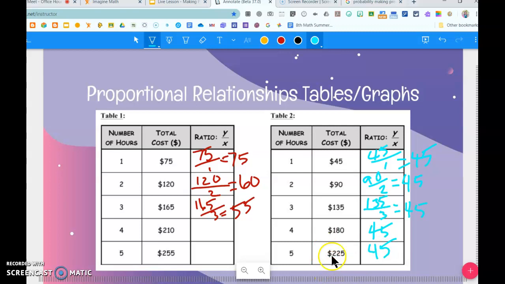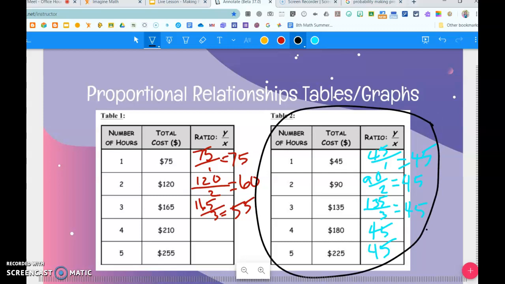Sometimes if you don't like long division, you can find something in the table that will help you get to the other one. For instance, I know that this plus this equals 5. So this plus this should equal this, which it does. So here is our proportional table. And we know that it's proportional because all of our ratios turned out to be 45.